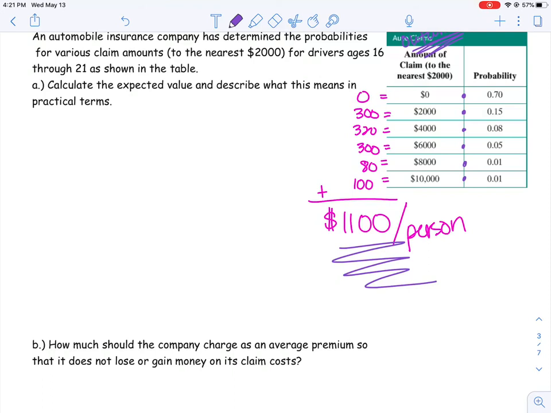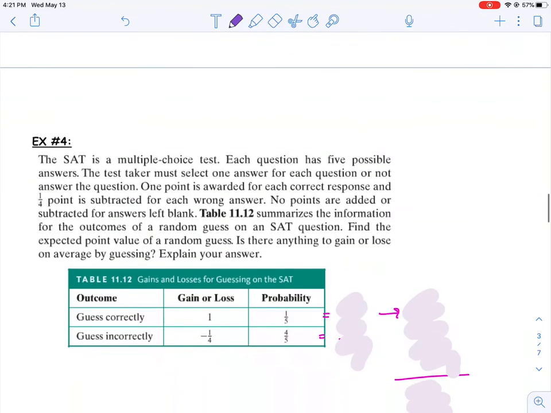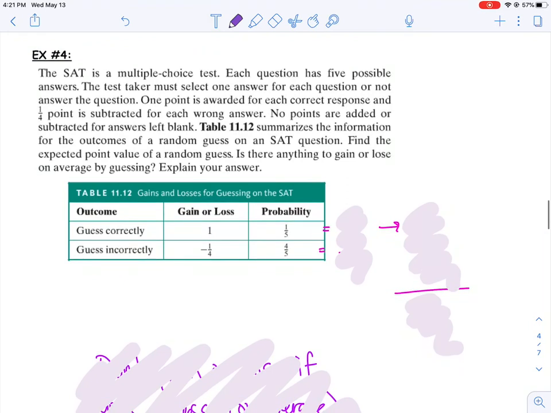So you better make sure that you at least charge them that amount so that you don't lose money. Now you've got to be careful. You probably want to charge them a little bit more so that you can make money for a living, right? But not too much that they go to a different insurance company. But that's what this means, the expected value, what you're expected to get out on average over the long run, $1,100 per person. Okay, let's do another one.